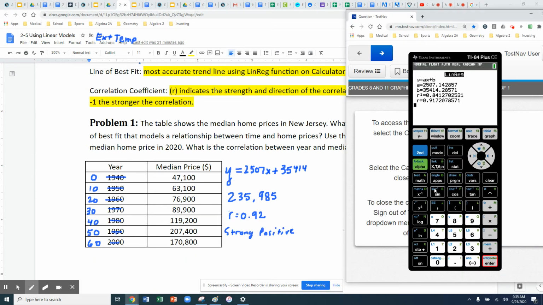There are a few advanced things I want to show you on the calculator. If you want to see these, you can stick around. If not, you can skip ahead a couple minutes to the next problem.